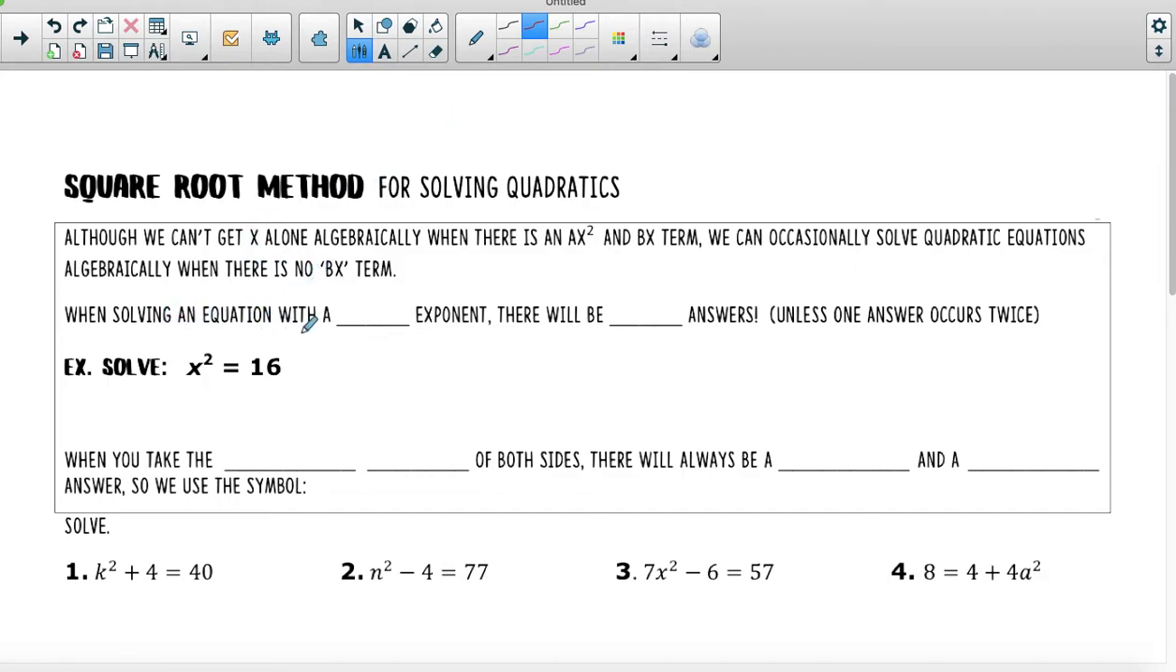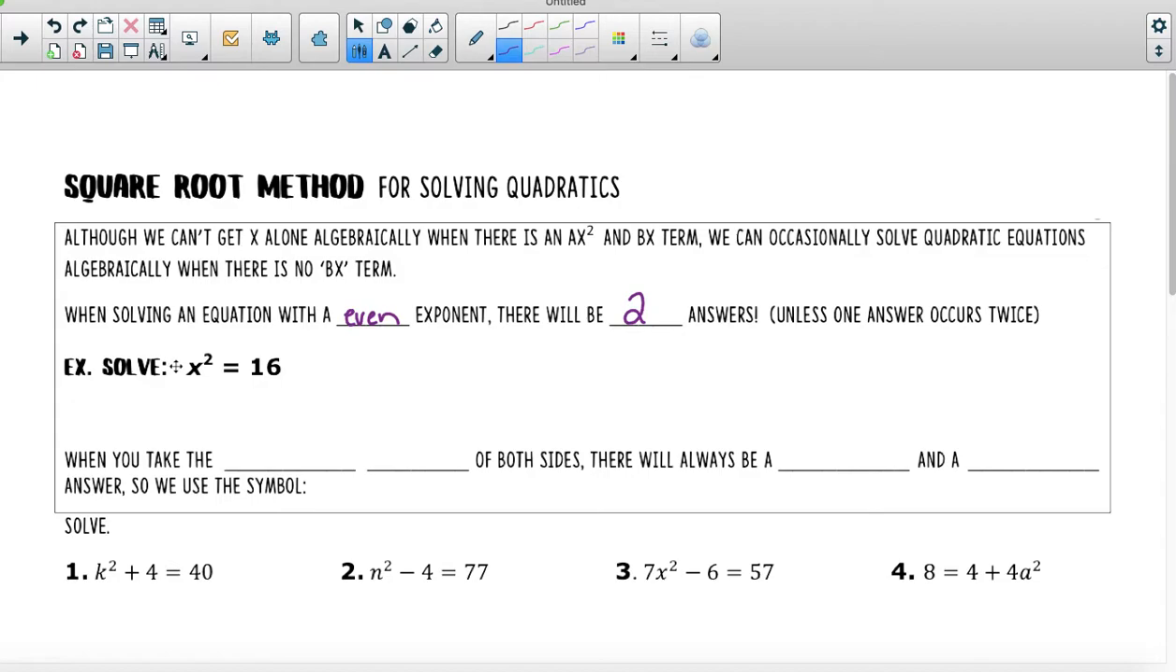So when solving an equation with an even exponent, like x squared or x to the fourth or x to the sixth, there will be two answers, unless one answer occurs twice, such as 4 and 4 or 0 and 0. So when we solve something that has an even exponent, we will undo that exponent by taking the root. So if this is a square, you will take the square root.